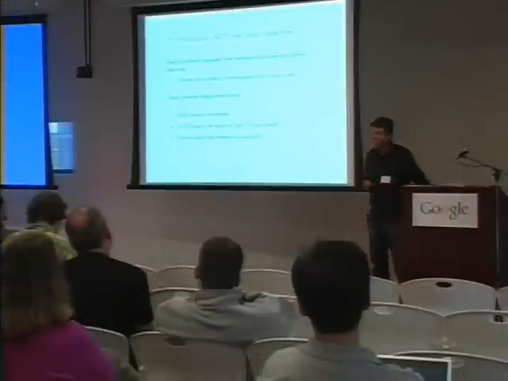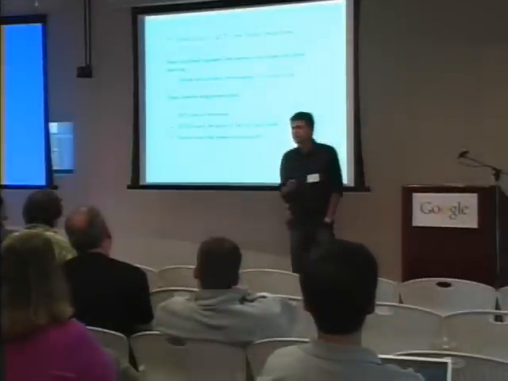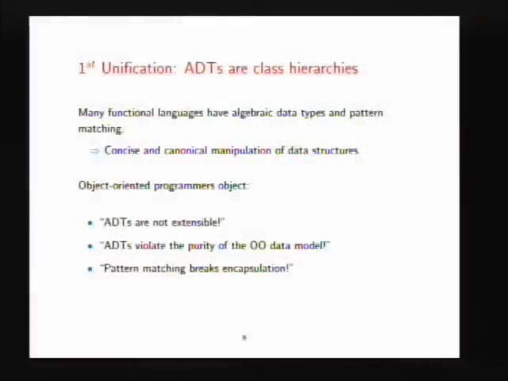So first, unification. ADTs, algebraic data types, are class hierarchies. That's actually the most controversial one. If I talk to object-oriented programmers and I say, well, we add higher-order functions, we add parametric polymorphism, and we add pattern matching, I hear: higher-order functions, sure, we have them in Smalltalk, well, sort of. And parametric polymorphism is also no problem. We have that in EPFL.